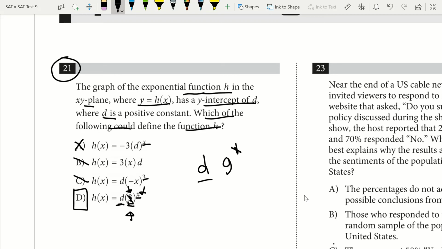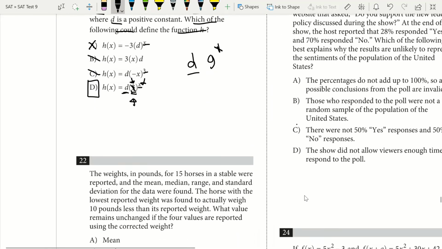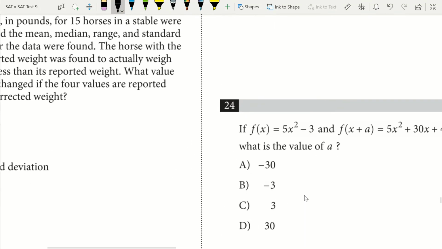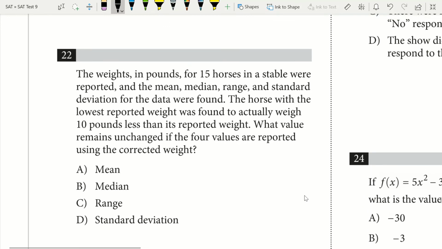All right, moving on, let's go ahead and take a look at another problem. All right, we've got 22, looks interesting. Yeah, 22, I like this one. Mean, median, range, standard deviation. We haven't dealt with any of these today. I want to do this one.